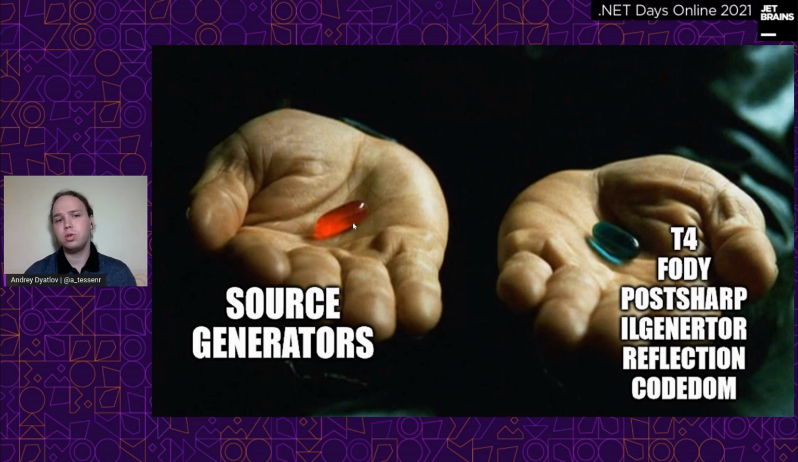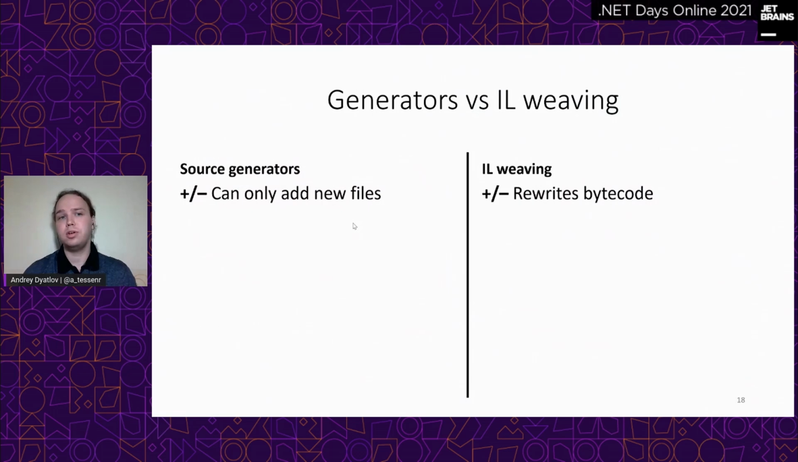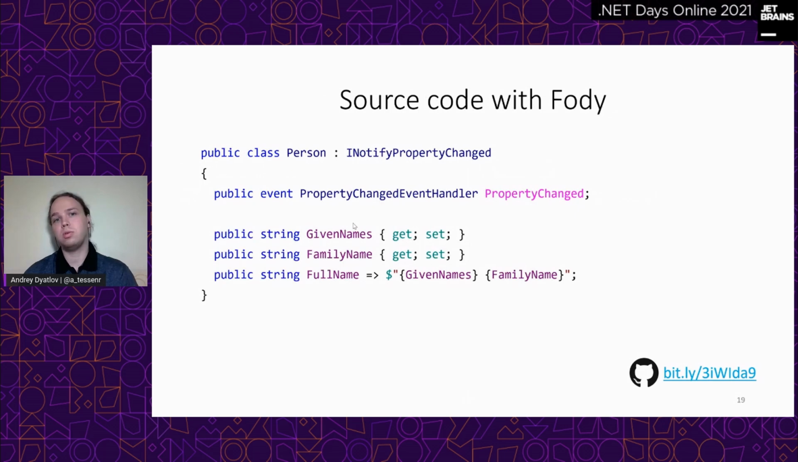So should we use source generators because they are new, shiny, and provided by Microsoft? Or do they have some unique advantages over existing tools, for example, text templates, IL weaving, IL generator? And I'm going to compare them to IL weaving, which is probably the most common way of extending some functionality. So the main difference here is that source generators can only add new files, and IL weaving rewrites bytecode after the assembly is compiled. If you haven't worked with Fody, it looks like this.